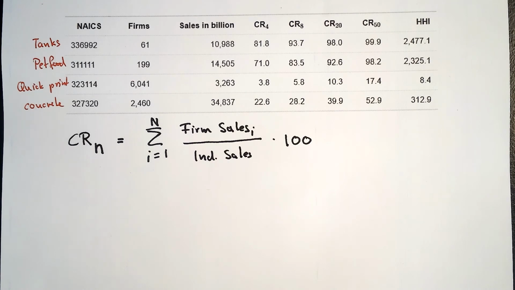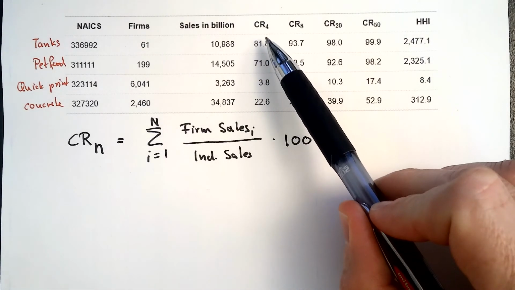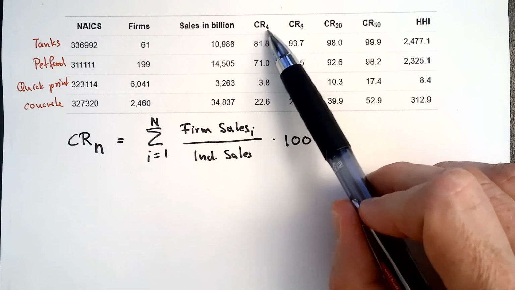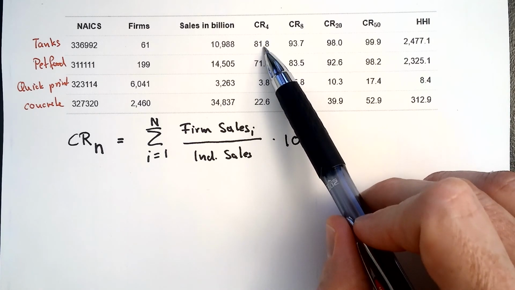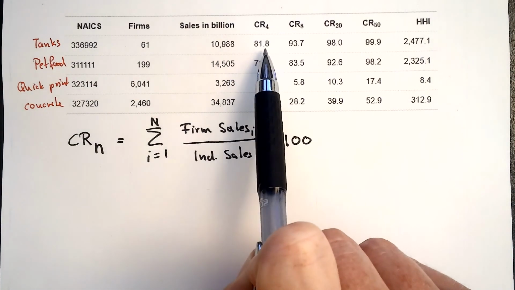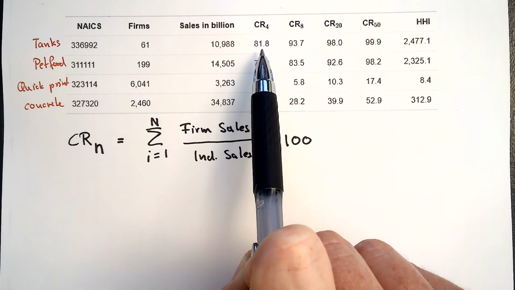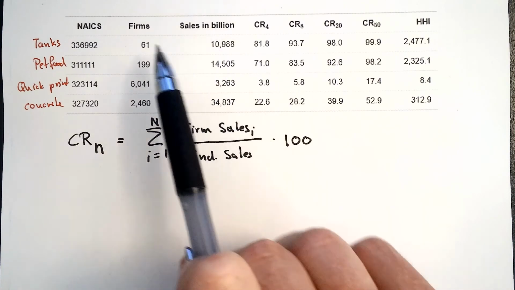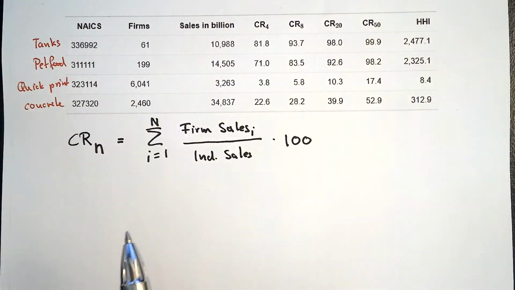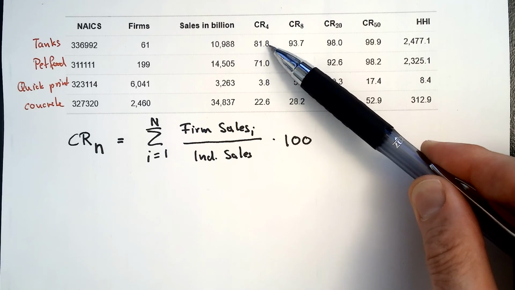This means that, for example, if we take the first column here, which is the concentration ratio of the 4 largest firms, then in the industry of tanks and armored vehicles, the 4 largest firms have almost 81.8% of the industry sales. This means that the remaining 57 firms only have about 18% of the market share. So this gives you an idea that the first industry is highly concentrated.